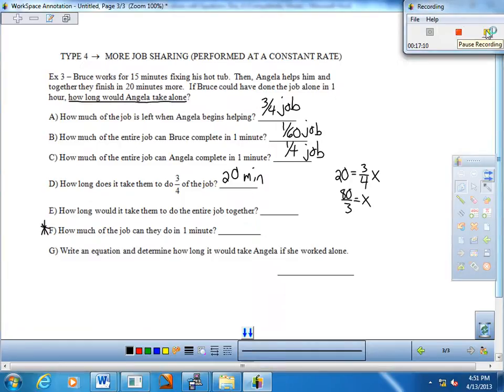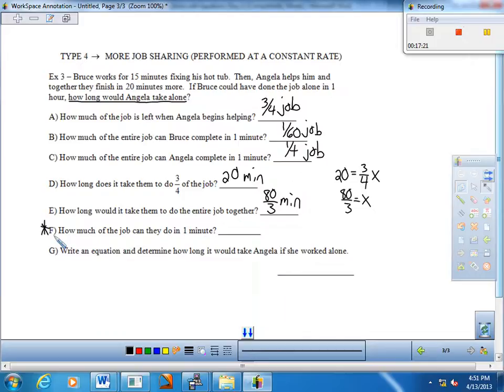Now, not the ideal number, but this is how long it would take them to do the job together. So this would be 80/3 minutes. Okay, make sure we have that piece in place. So that's how long it takes them to do the entire job together. And now we can do that letter F.